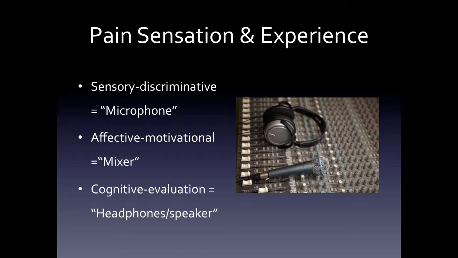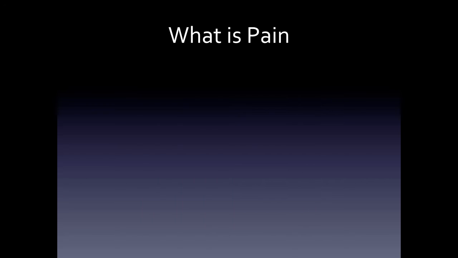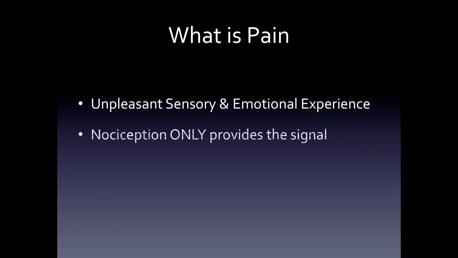And then it comes into the higher levels of the brain, and we understand and we drive our behavior from it. All right, so really the emotions are the mixer when it comes to the pain experience. So what is pain? It's an unpleasant sensory and emotional experience. Nociception only provides the signal, meaning that stimulus from the periphery is only a signal. The reason I'm emphasizing this is too often when we're talking about pain, we are intermixing pain and nociception as if they're the same thing, and they are not. Nociception is only a signal.